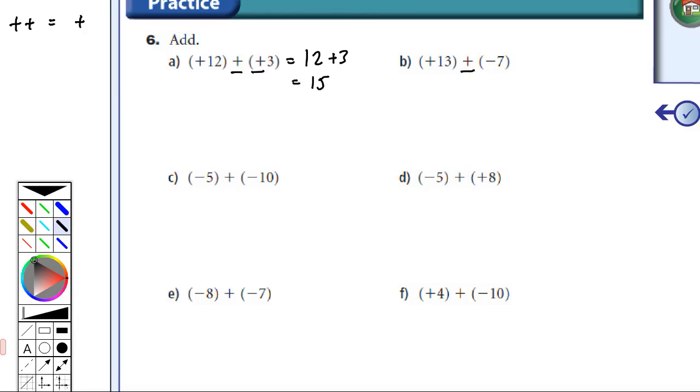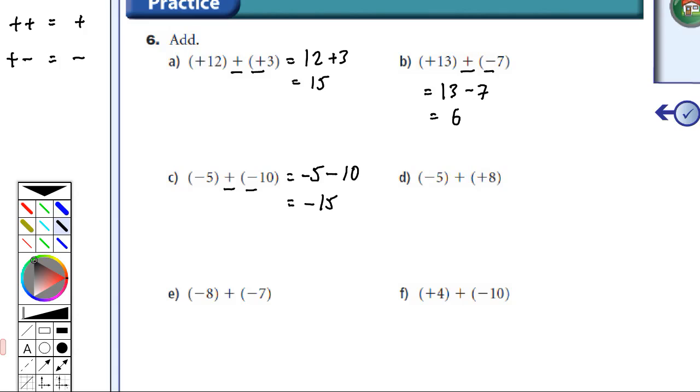B has a +-, and I know when I have a +-, that turns into a minus. So I'm going to make that 13 minus 7, which will be equal to 6. My next question, -5 plus -10. So back to my rule. My rule says if I have a +-, it turns into a minus. So I'm going to rewrite that as -5 minus 10. Well, that's going to be -15.